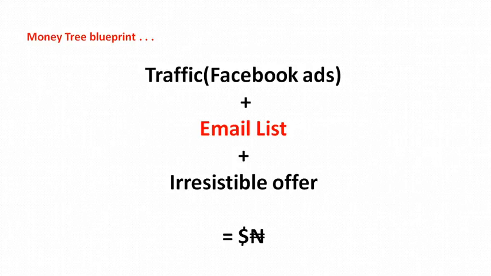Thank you for that. Now, the money tree blueprint. This is the full formula for the money tree blueprint: traffic plus email list plus irresistible offer equals money. So you use the traffic from Facebook to build your email list. Now, from your email list, using the email marketing service, you have to learn how to send emails to your list, showing them that you have an irresistible offer for them.